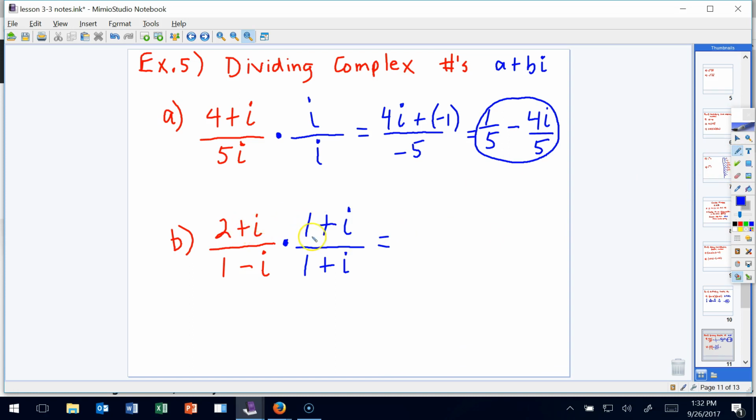Okay, so the top part, just think of FOIL. All right, first terms together, 2 times 1 is 2. The outside terms, 2 times i, that's 2i. The inside terms, i times 1, that's i. And then the last terms, i times i is i squared, but remember, i squared is -1. Okay, and the denominator, if we did FOIL, we would do the first together, that's 1. The outside terms would be i, but the negative i would be the result of the inside terms.